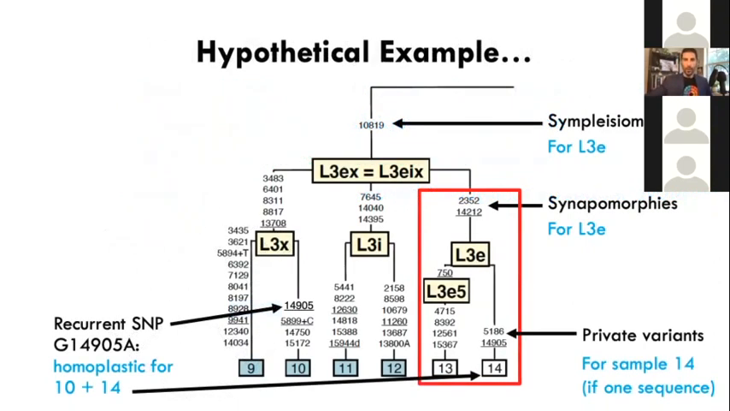If we focus in on L3E, which is in red, with respect to L3E, that mutation at the top, 10,819, is symplesiomorphic. It's shared, but it's ancestral. So not just L3E has it, but also L3I and L3X. But those 2 mutations I'm pointing to below that, 2352 and 14212, are synapomorphies because they're shared only by L3E and they're defining. Underneath that, if we hypothetically imagine that 14 at the bottom is just 1 sequence, then that would be a private variant. And on the left, we see recurrent SNPs. 14905 is shared between 10 and 14, and therefore it's homoplastic, or it's recurring.